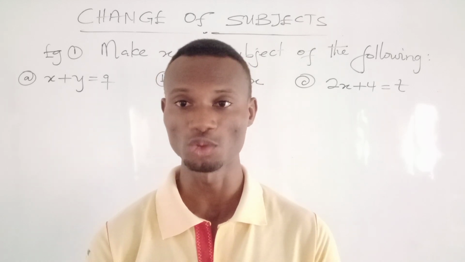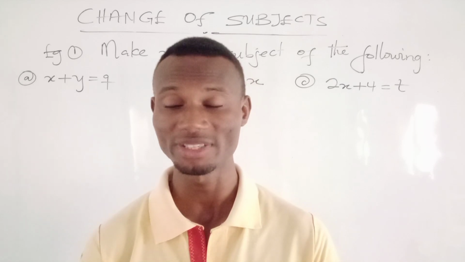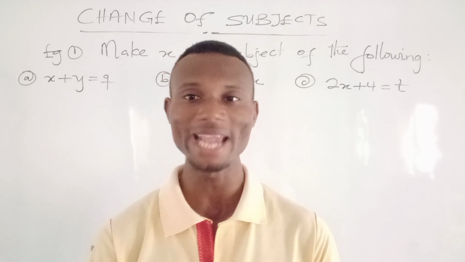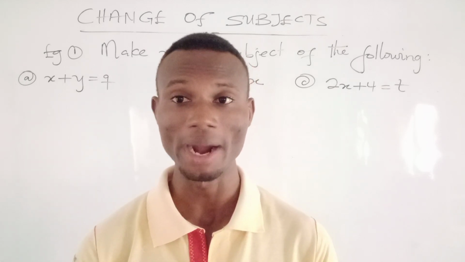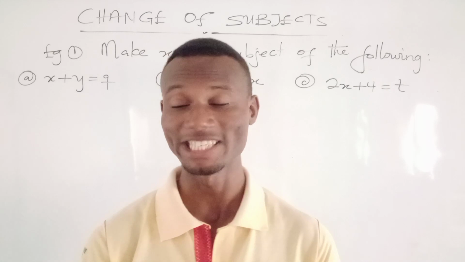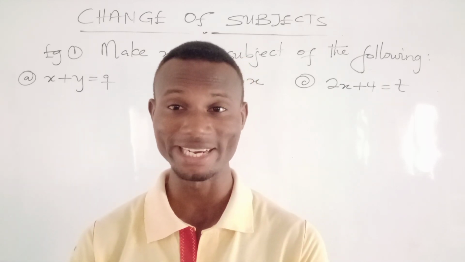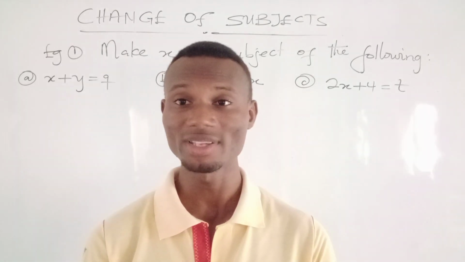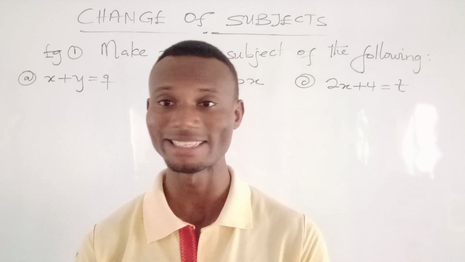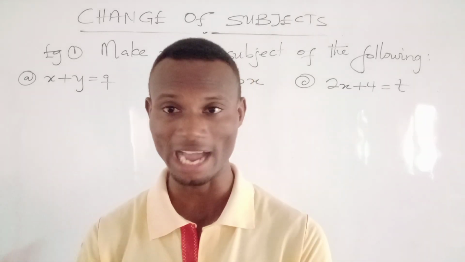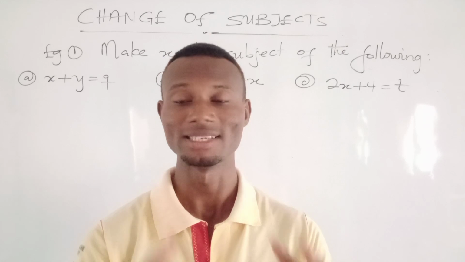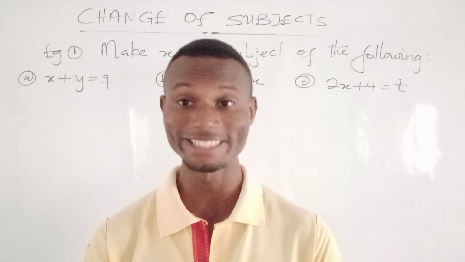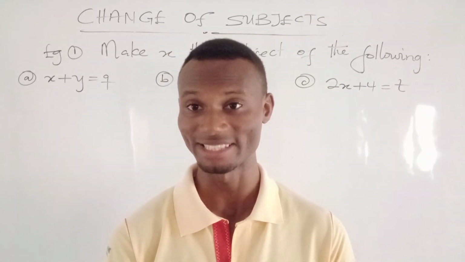Okay, so I'm going to repeat it one more time. In simple terms, when we talk about change of subject, given any equation and you are being asked to make a particular variable the subject, it means that you make it stand alone in that equation. Everything that is attached to that variable, we are going to move away from that equation, so that the variable can stand alone. I hope the explanation is clear enough.